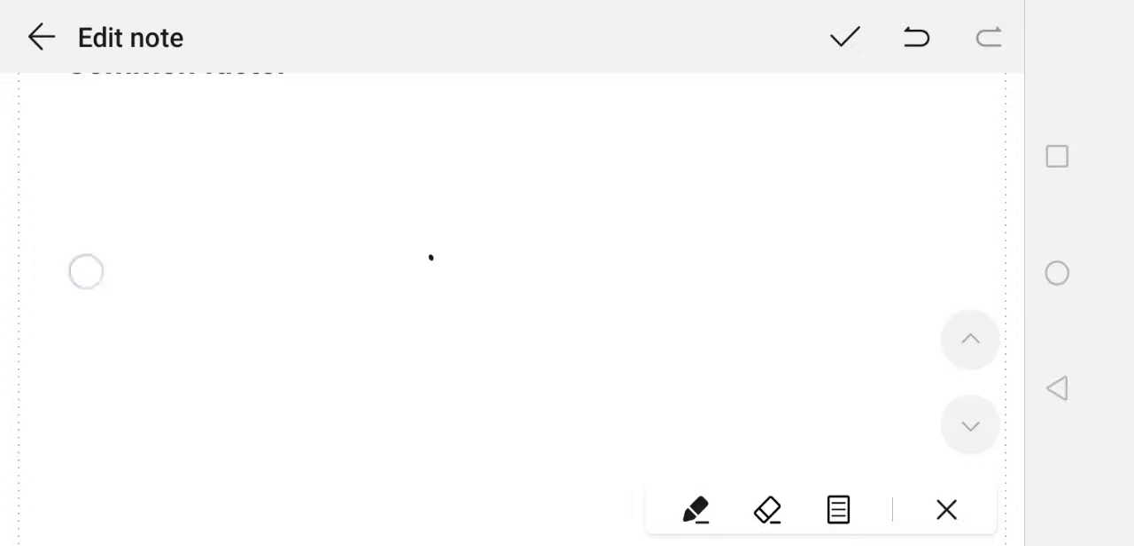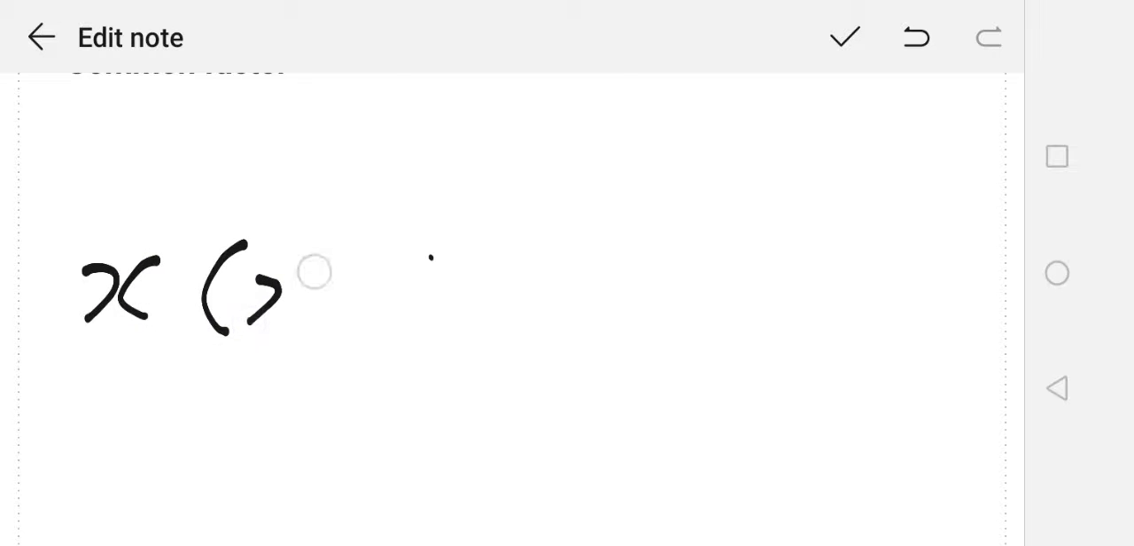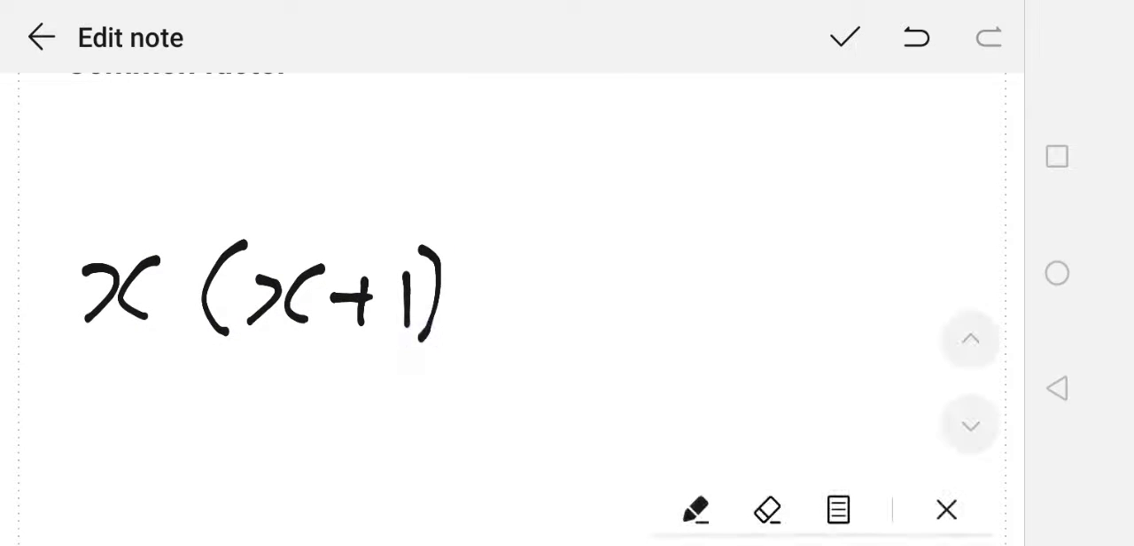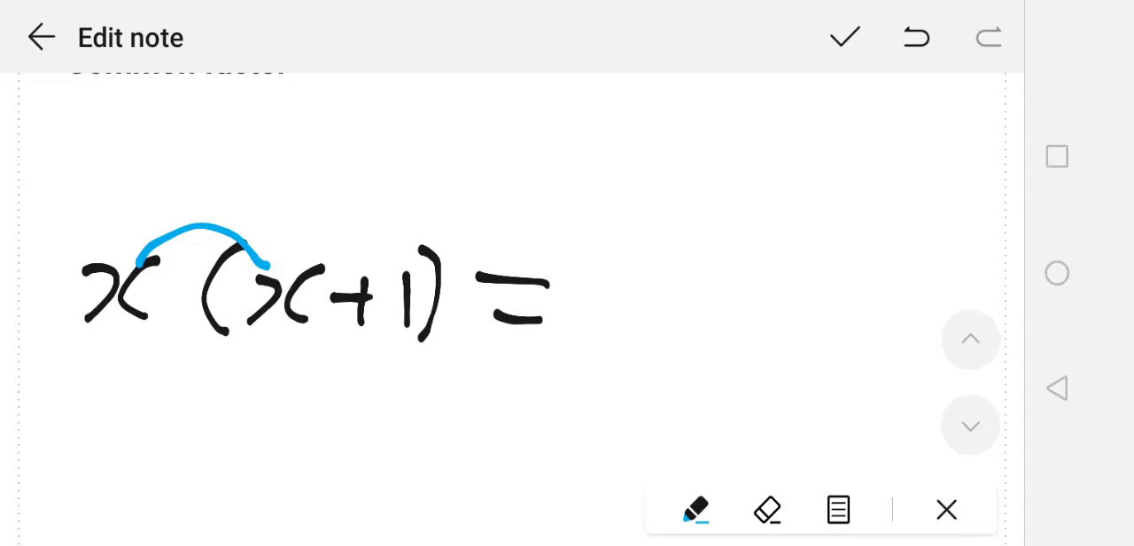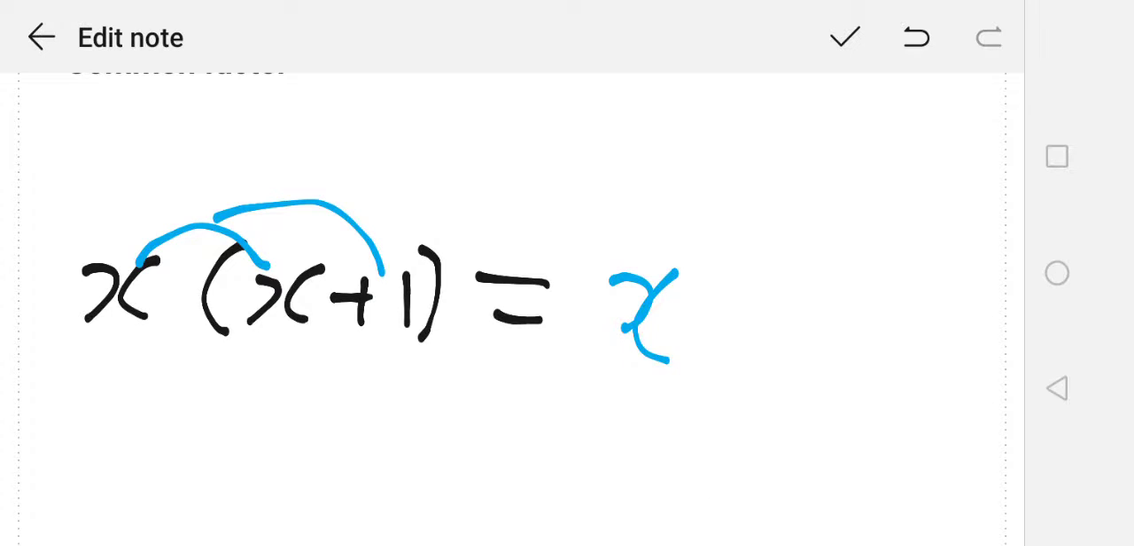Supposing you are given x open bracket x plus 1 and you are asked to simplify or to expand this expression. In order for you to expand such an expression, of course, you have to multiply x with this x to break this bracket, and you will multiply x with this positive 1 inside our bracket. So if you multiply x with x, it will give you x squared. And if you multiply x with 1, it will give you positive x.